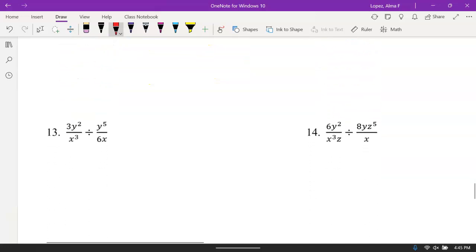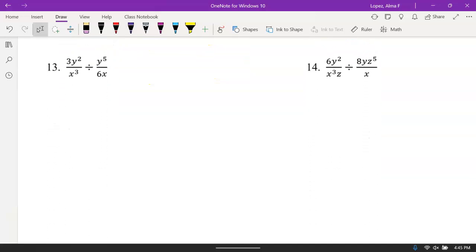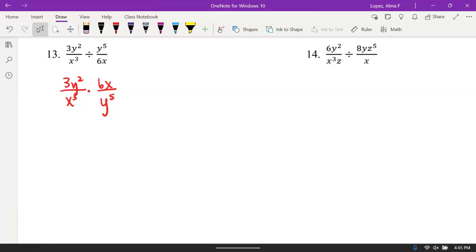Let's continue our last 2 examples. These are division problems. Since they're fractions that are being divided, remember our rule, we don't actually divide fractions. Instead, we multiply the first fraction by the reciprocal of the second fraction. So that just means flip it. Now I can multiply straight across and it'll be just like the 2 we just finished. 3 times 6 is 18. I want the x next and then the y squared. I'm just multiplying straight across and putting the letters in alphabetical order.